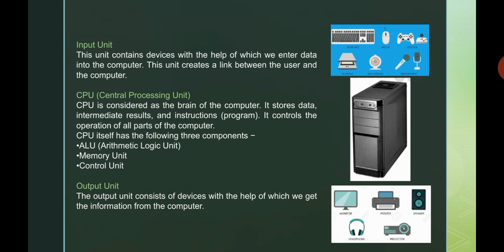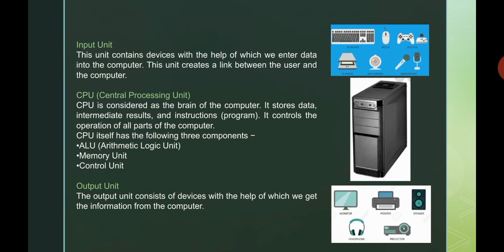It stores data, intermediate results and instructions. It controls the operation of all parts of the computer. Now, as I already told you, CPU itself has three components. First is ALU, arithmetic logical unit. In this unit, all the logical and arithmetic calculations are performed.